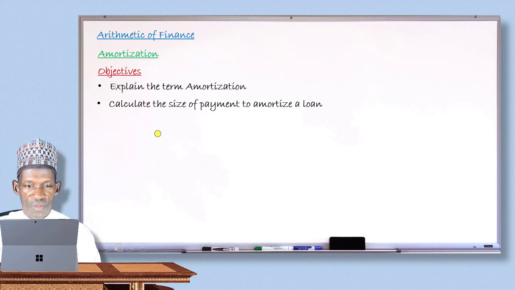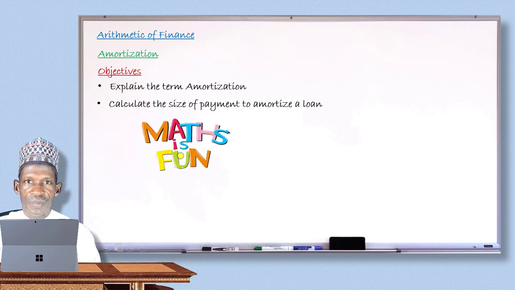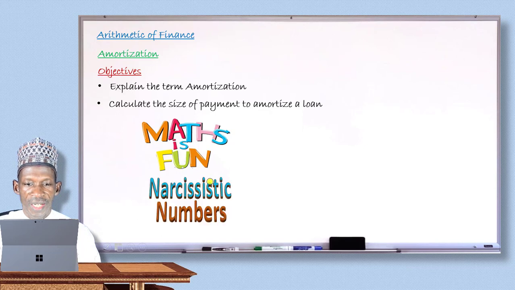So as usual, in your favorite segment of the lesson, that is Maths is Fun, today, my dear student, I will give you another group of numbers. These are very special numbers, and this group are called necessitic numbers. I will explain what necessitic numbers are after completing my lesson today, so don't go away.